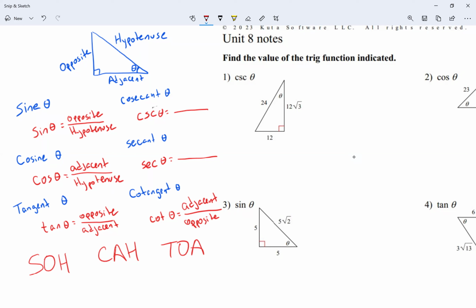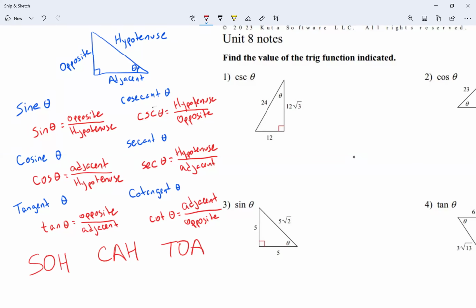Same thing with secant. If you read SEC, it kind of looks like COS backwards. Secant of theta is going to be the reciprocal of cosine. So for secant, I'm going to do hypotenuse over adjacent. And then cosecant is going to be the reciprocal of sine. So I'm going to write that as hypotenuse over opposite.